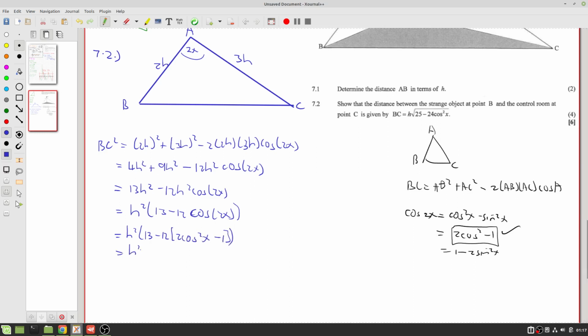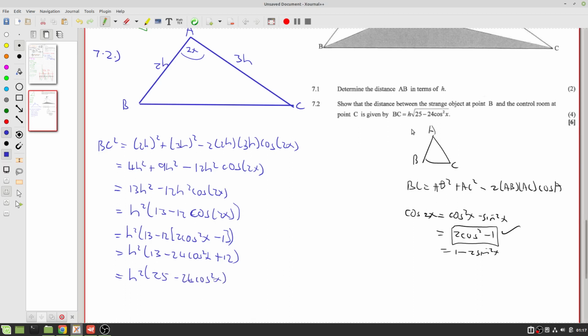Okay, let's simplify some more. So here we've got 13, and then multiply the negative 12. Negative 12 times 2 is negative 24 cos squared x. And negative 12 times negative 1 is positive 12. Great, we're getting there, almost done. H squared, and now we can see 13 plus 12 is 25, minus 24 cos squared x.